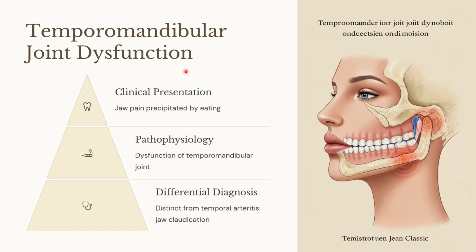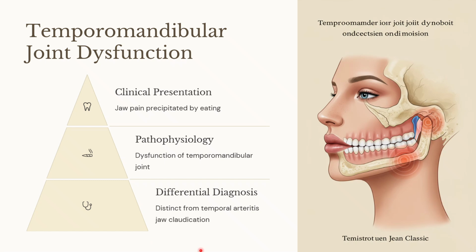What is temporomandibular joint dysfunction? Temporomandibular joint dysfunction is where the joint is dysfunctional. Here there is jaw pain which is precipitated by eating because of dysfunction of the temporomandibular joint. There is a typical difference from temporal arteritis: in temporomandibular joint dysfunction, because of the problem with the joint, they will not be able to eat at all. But in temporal arteritis, there will be jaw claudication, where the pathophysiology is decreased blood supply to the jaw muscles because of arteritis.